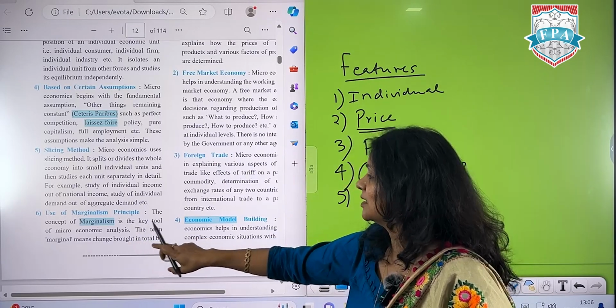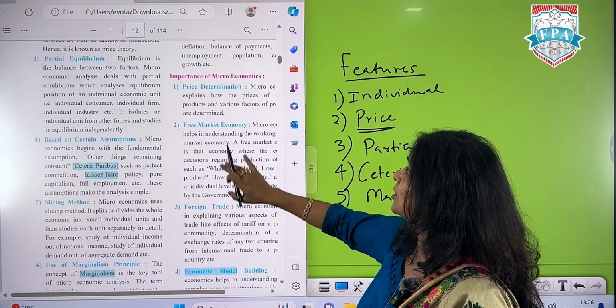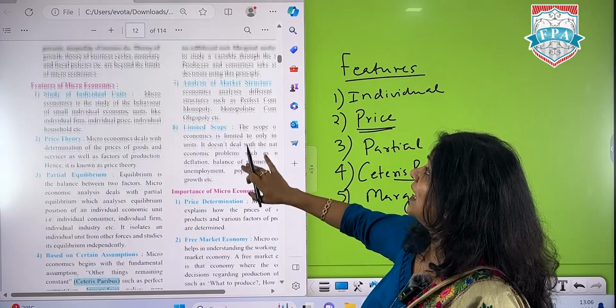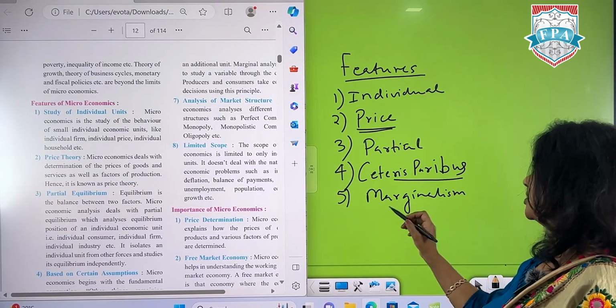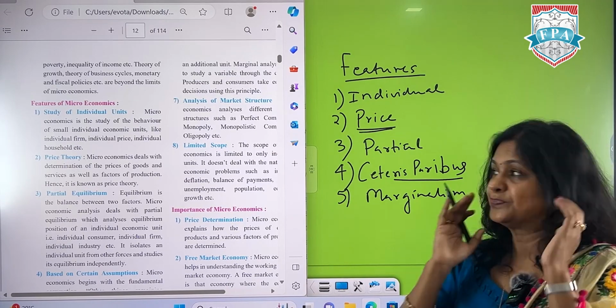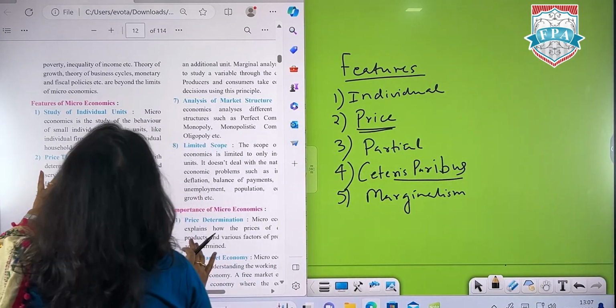So the concept of marginalism is the change which is brought about by an additional unit. I hope I am very clear. So marginalism is very clear. Now everyone has remembered it? Coming up to the next thing.